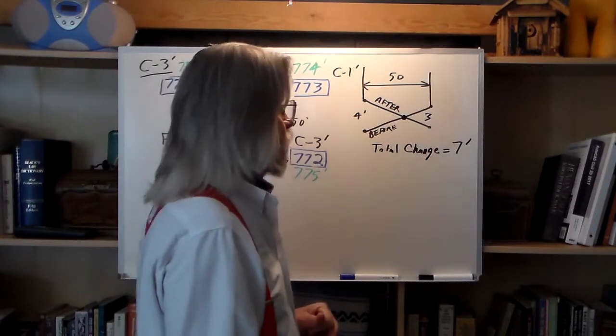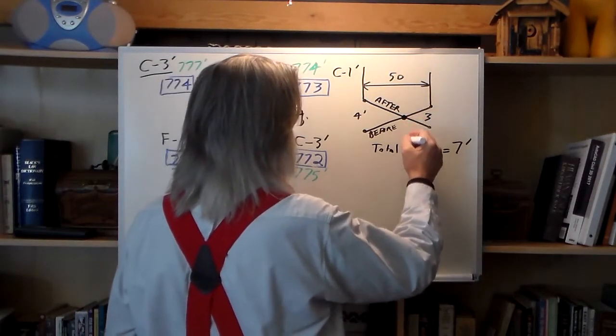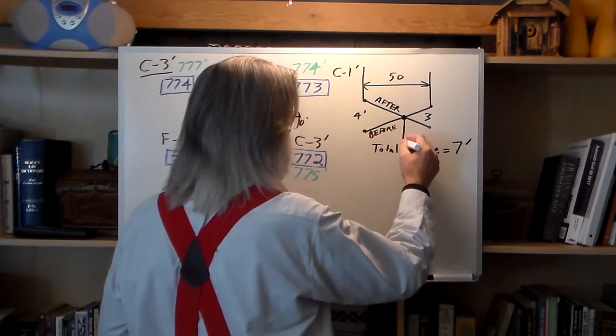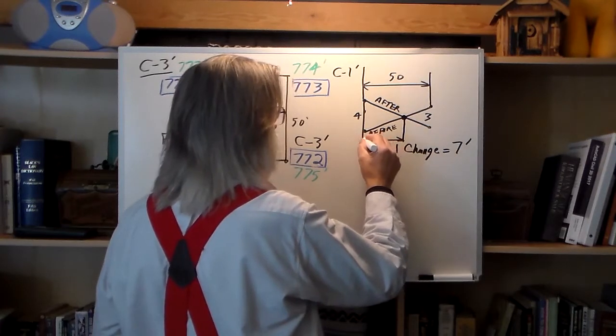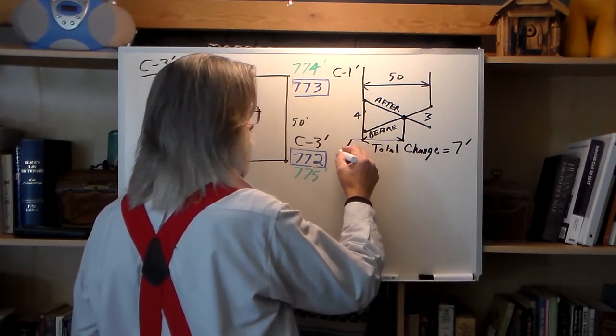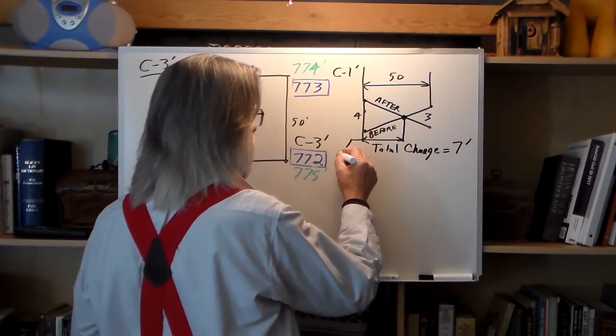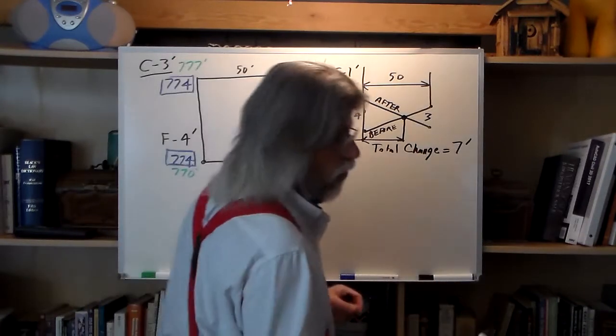Well, we know our total change is 7 feet. What we're trying to solve for is this distance from here to here. This distance right here. That's what we want to get. Question is, how do we get it? Well, real simple. All it is just a proportion.